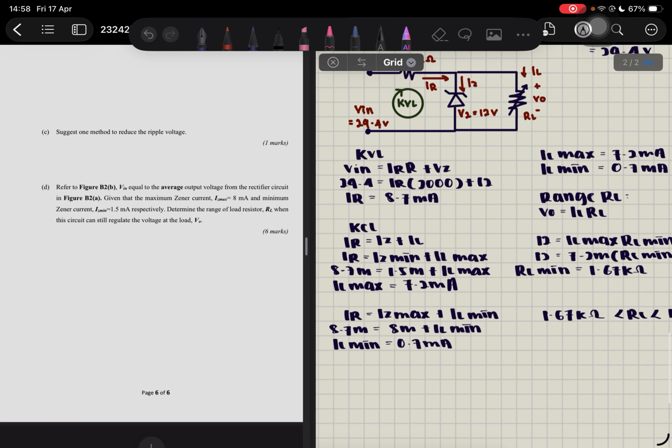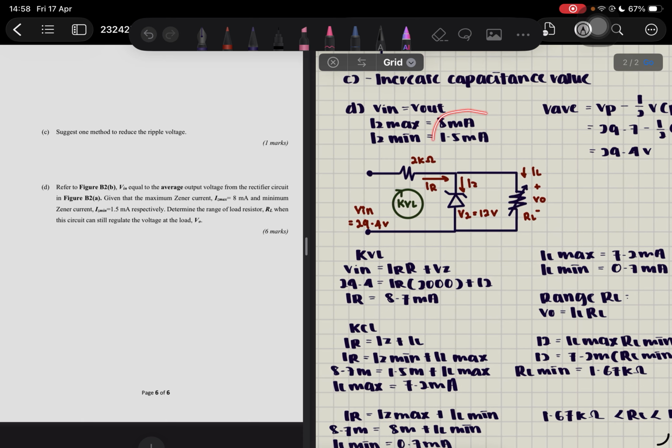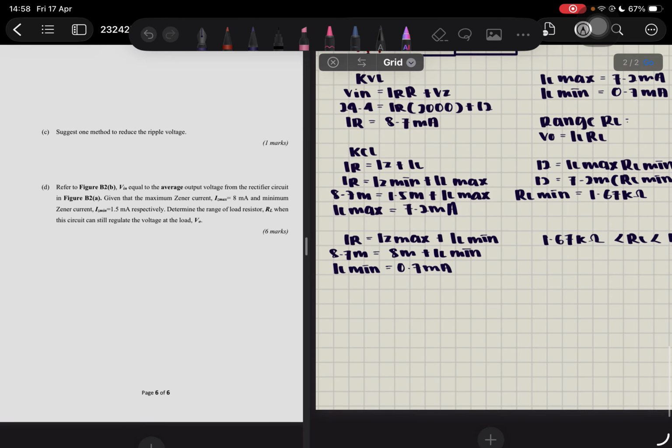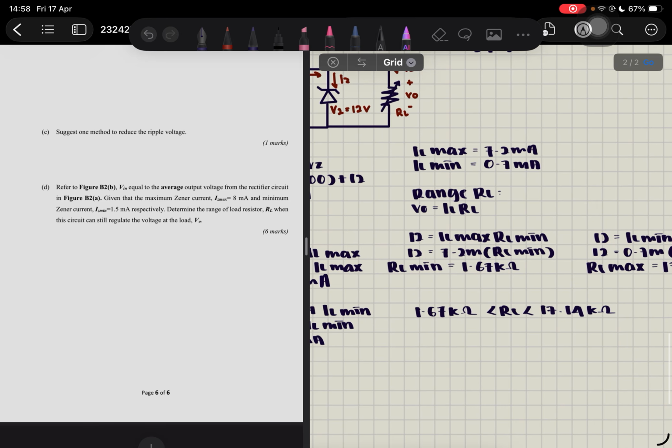So here we want to find the IL max first. So we must use the IZ minimum. So the IZ minimum is 1.5 milliampere, what is given here, right? So we get the IL max is 7.2 milliampere, and for the IL minimum is 0.7 milliampere. So I just pasted the information I got just now.